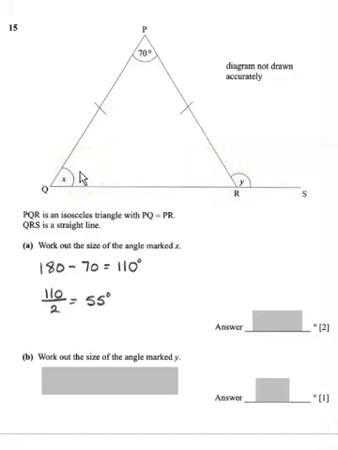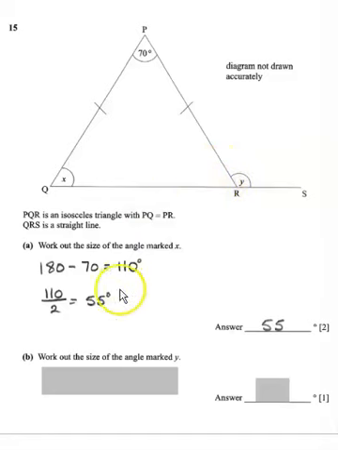Now, because it's an isosceles triangle, these two angles should be the same. So you can split that equally, and that's what I've done here. 110 divided by 2 is 55. So X is 55 there. And that just means the other angle at the bottom of the triangle would be 55 also.